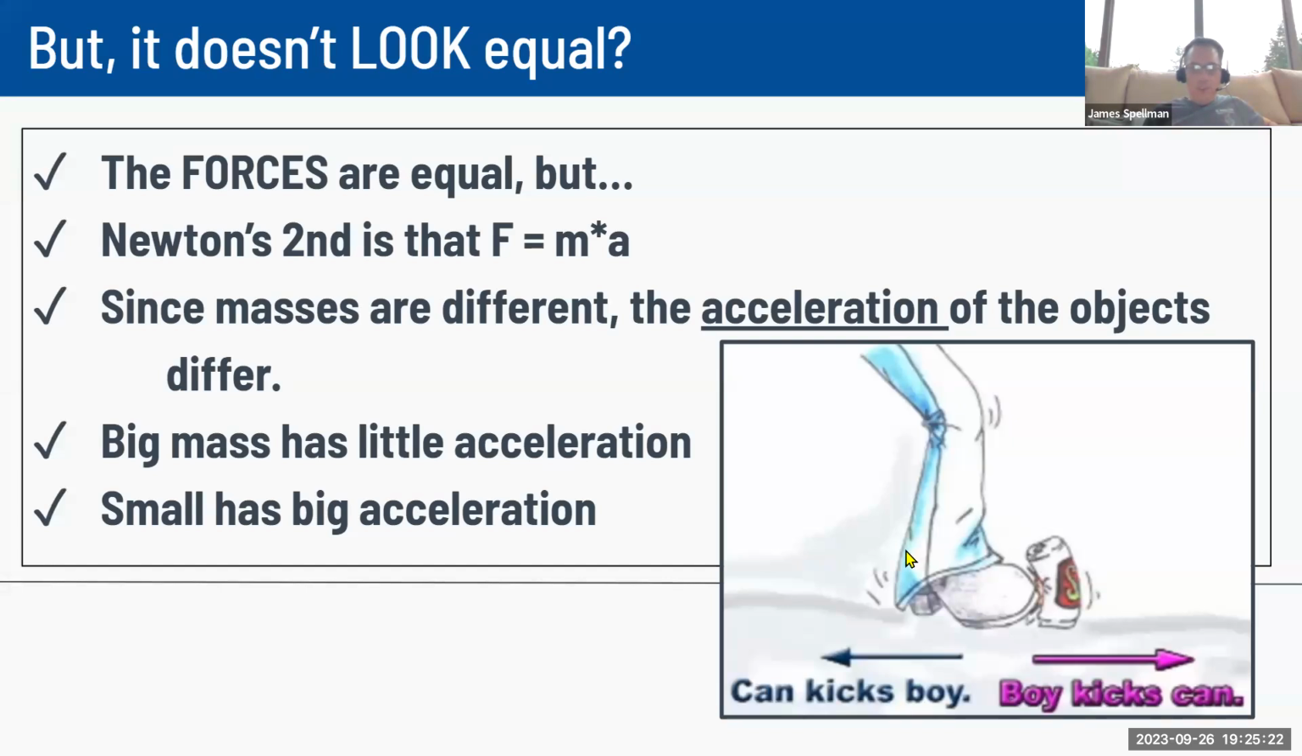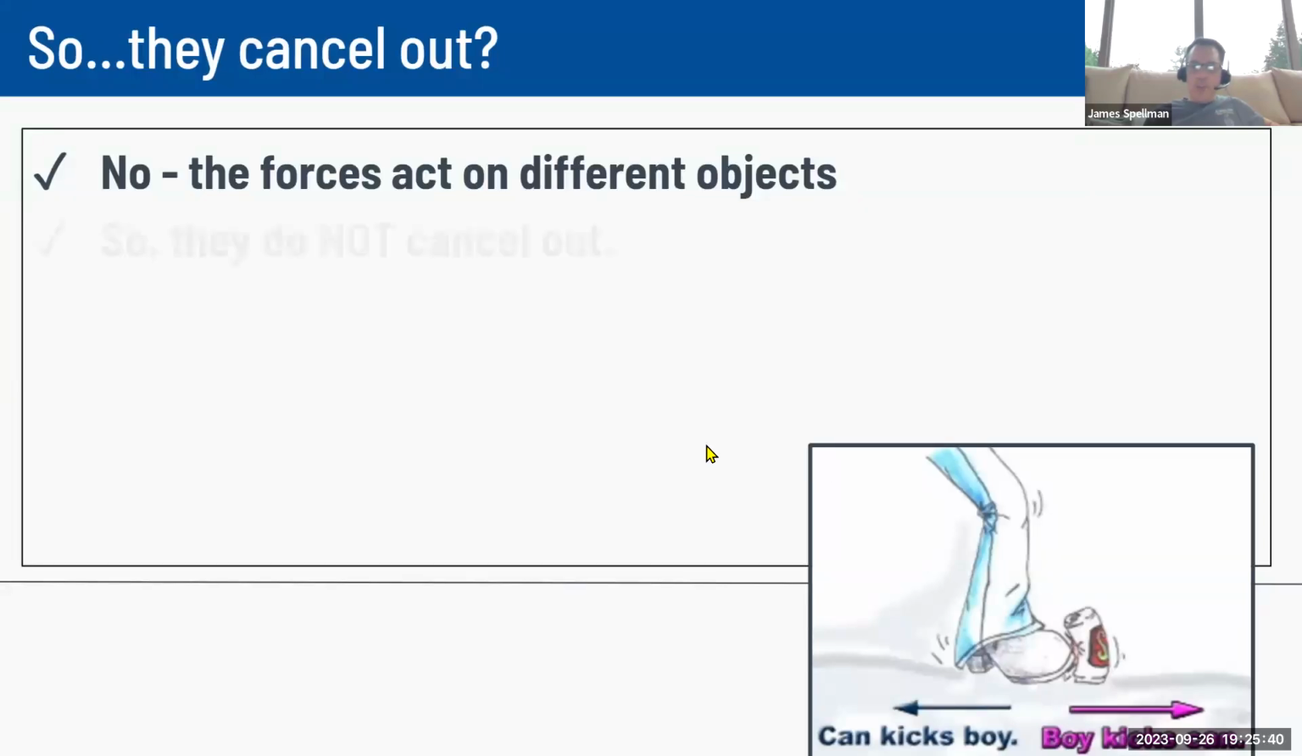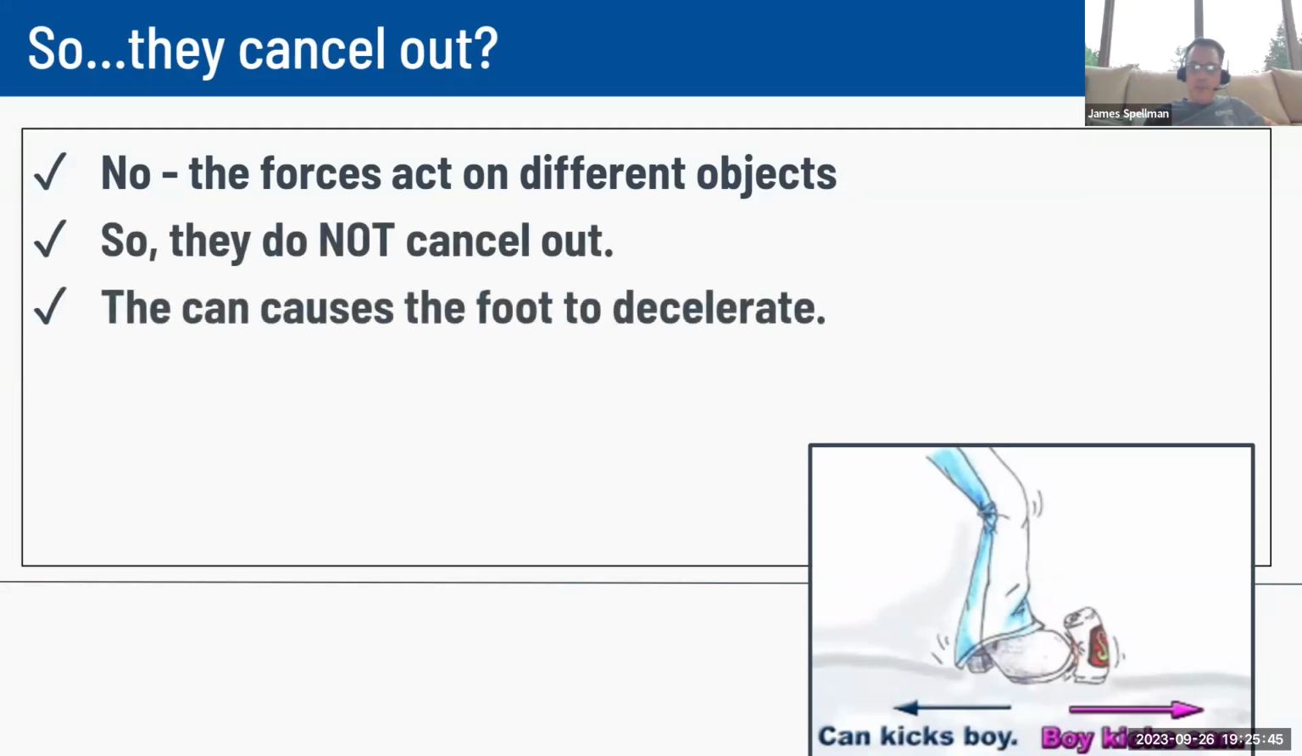The results that we see that aren't equal are going to be due to the acceleration changes that we see due to the masses. All right. So do these forces cancel out? Well, no, they don't cancel out, because the forces are not acting on the same object. There's a force on the foot and there's a force on the can. Those forces are equal. They're in opposite directions, but they don't cancel out because they're not acting on the same object. So it's not that we have a net force of 0 in this case.